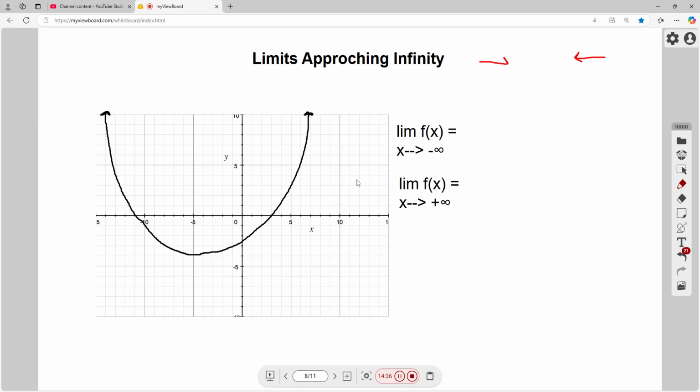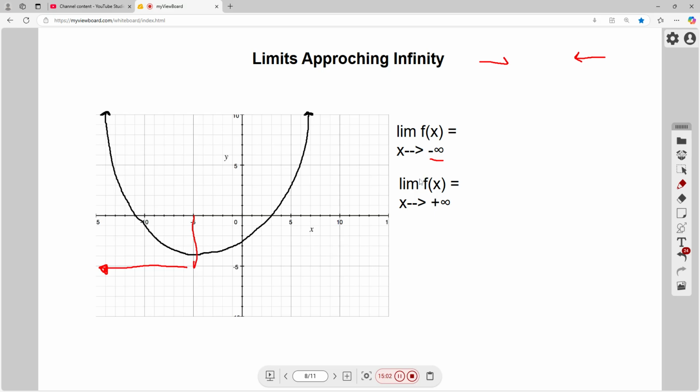In this case, what you're going to do is look at negative infinity, or limit f of x as x approaches negative infinity. Let's just go from the middle of the graph, and we're going towards the negative side of x values. So right over here on this side. You're going to the left.